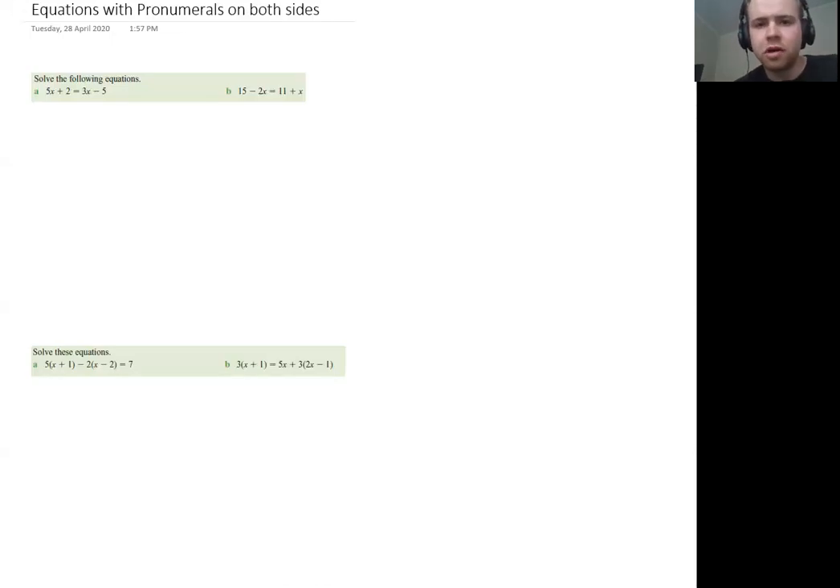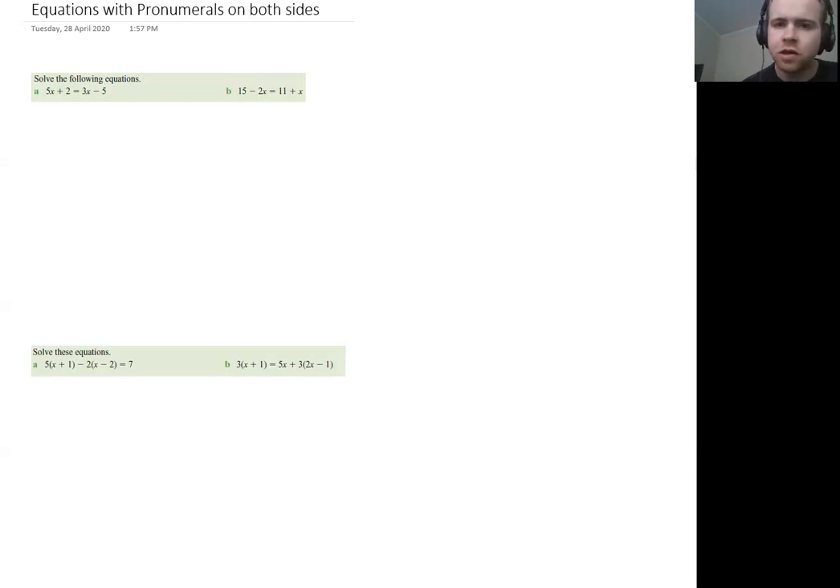We're looking at more equations in our linear relationship topic. Today, our equations have pronumerals on both sides of the equation. So we've got to work out how do we solve equations when they're like that. Now, it's just one extra step that we have to do. So it's not too much more difficult once we know how to do that extra step well.